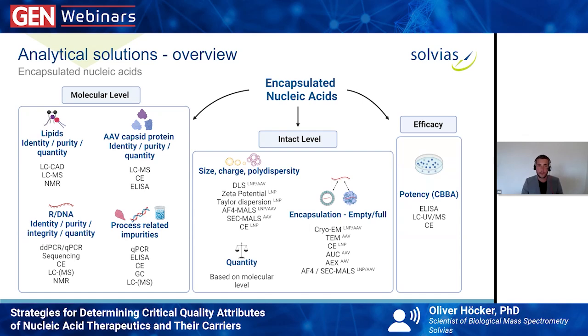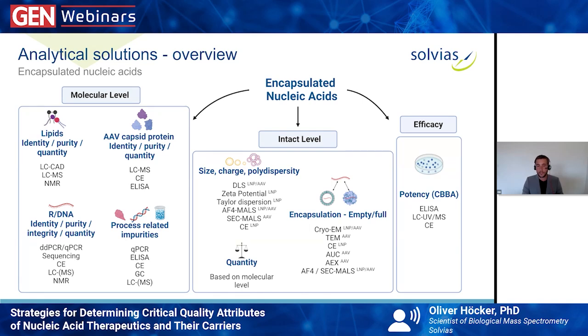Then in the middle, we have also the intact level. So in the drug product, we want to keep it as intact as possible, where we check the different size, charge, or polydispersity of the particles, where we use a lot of spectroscopic techniques such as dynamic light scattering, zeta potential measurement, Taylor dispersion, SEC-MALS, and so on.